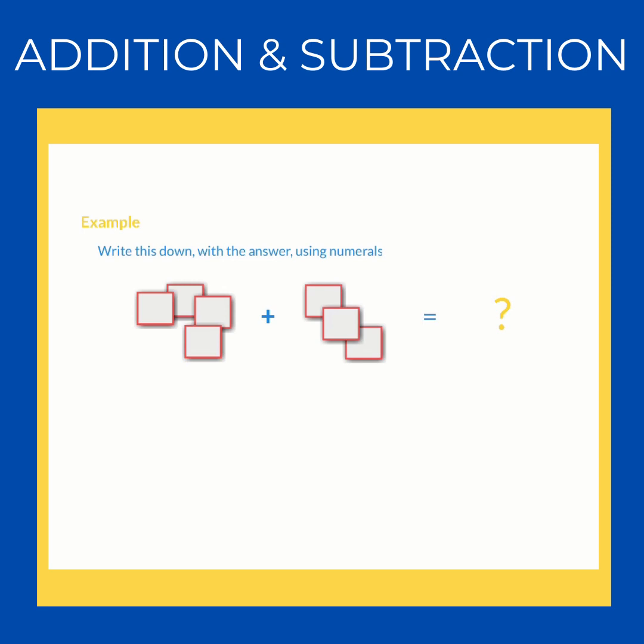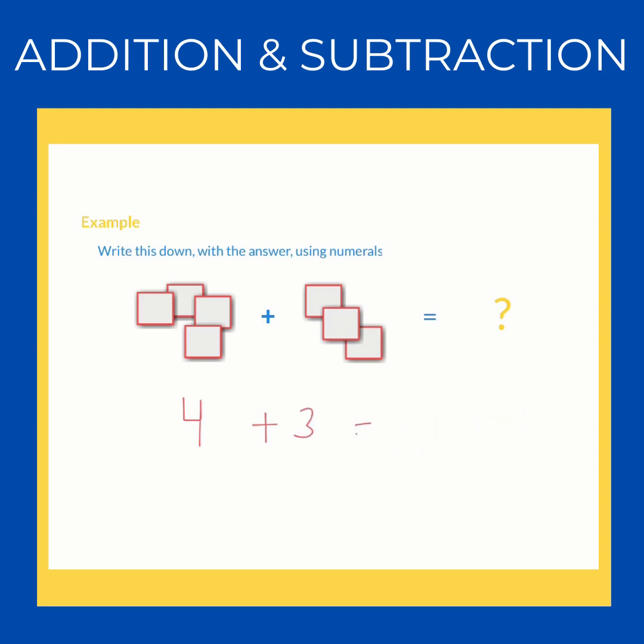Now, this example is a very simple one. It says, write the answer of the following operation using numerals. Numerals means numbers. So in the first one, I have 1, 2, 3, 4, so I have 4 squares. Plus, in the second one, I have 1, 2, 3, so 3 squares.